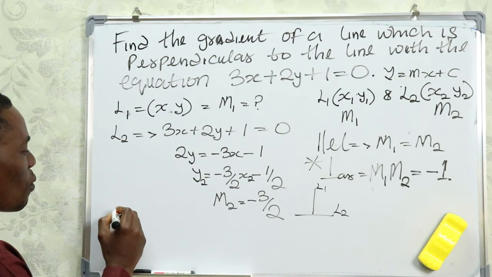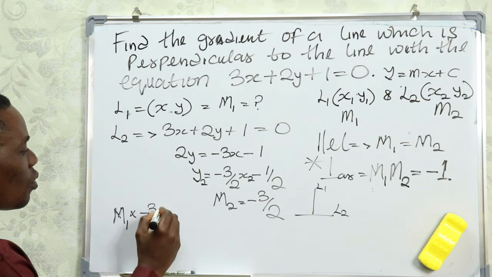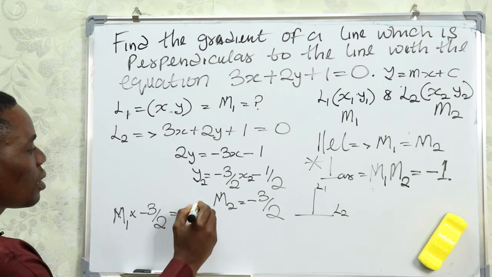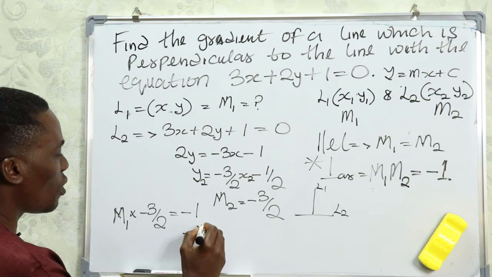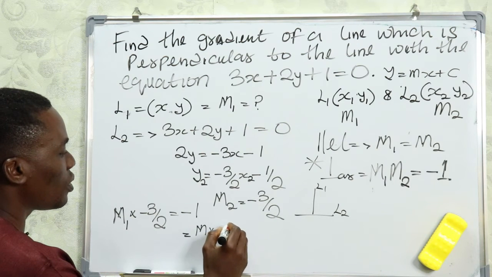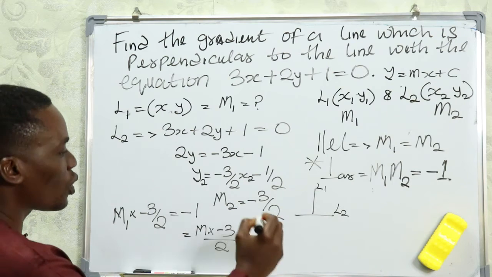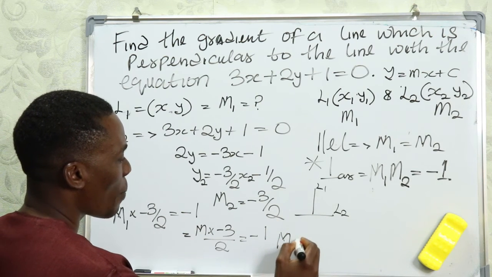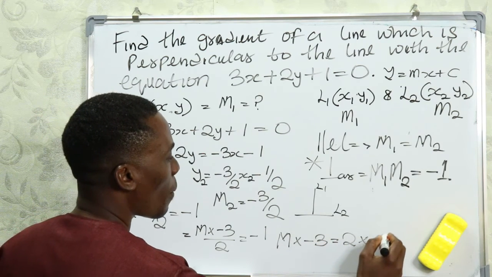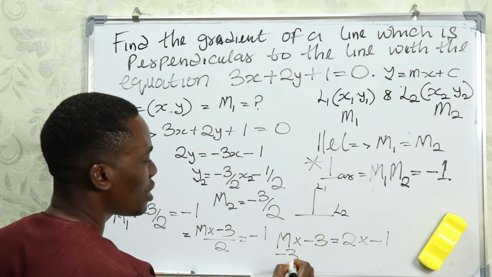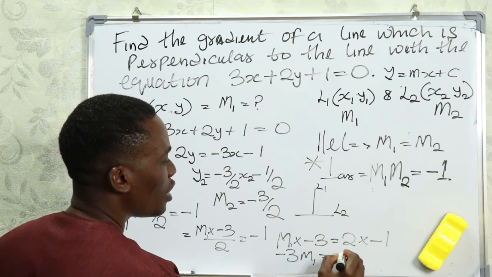Now let's implement that here. We have m1 multiplied by minus 3 over 2 equal to minus 1. When we cross multiply, we have m1 times minus 3 equal to 2 times minus 1. So this will give us minus 3 m1 equal to minus 2.